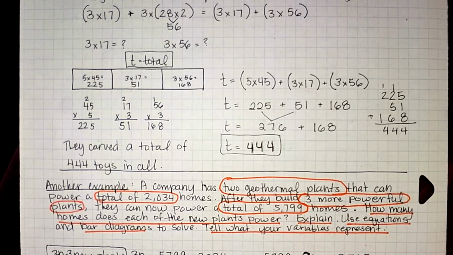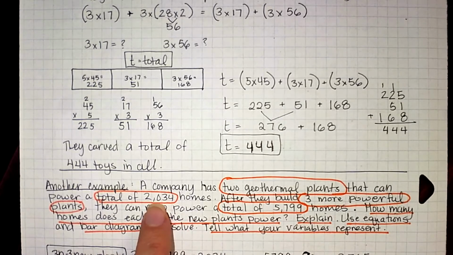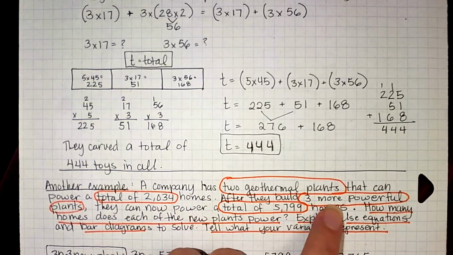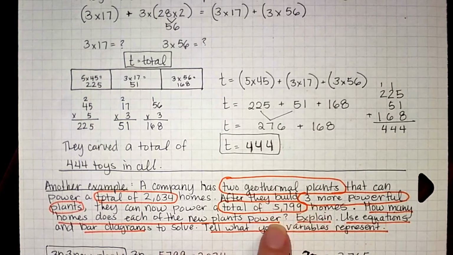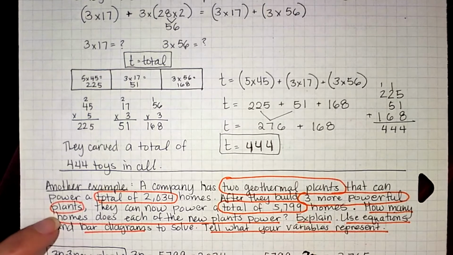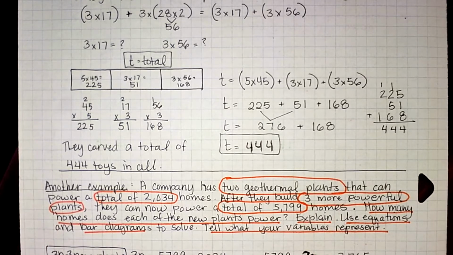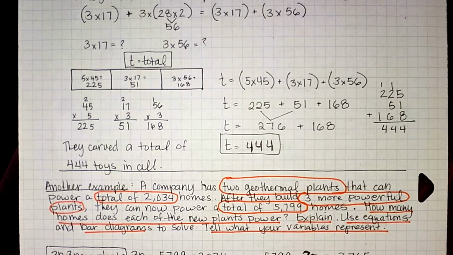So we have a lot of information here. We know that the first 2 geothermal plants could heat or warm up a total of 2,034 homes. We know that after they built 3 more, now they have a total of 5 geothermal plants. After they built those 3 more plants, they're able to power or heat 5,799 homes. Now our question is asking us, how many homes does each of the new power plants power? Explain our thinking, use equations and bar diagrams, and tell our variables.